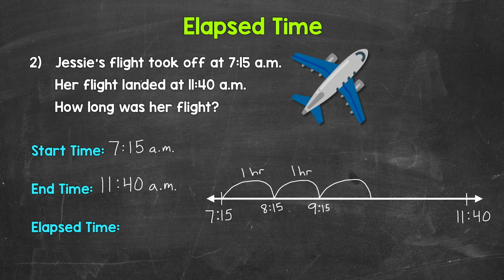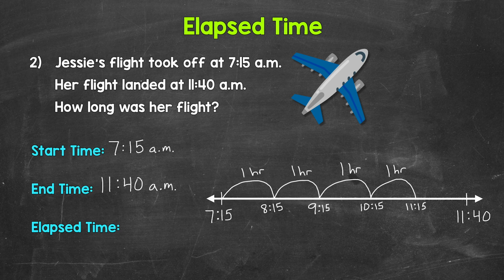Another hour will bring us to 10:15. So that will work. So 1 hour, and now we're at 10:15. Another hour jump brings us to 11:15. So that will work as well. So we need another hour, so a 1 hour jump here, and that brings us to 11:15. And we still haven't gotten to that end time. So we're at 11:15. Can we make another hour jump?